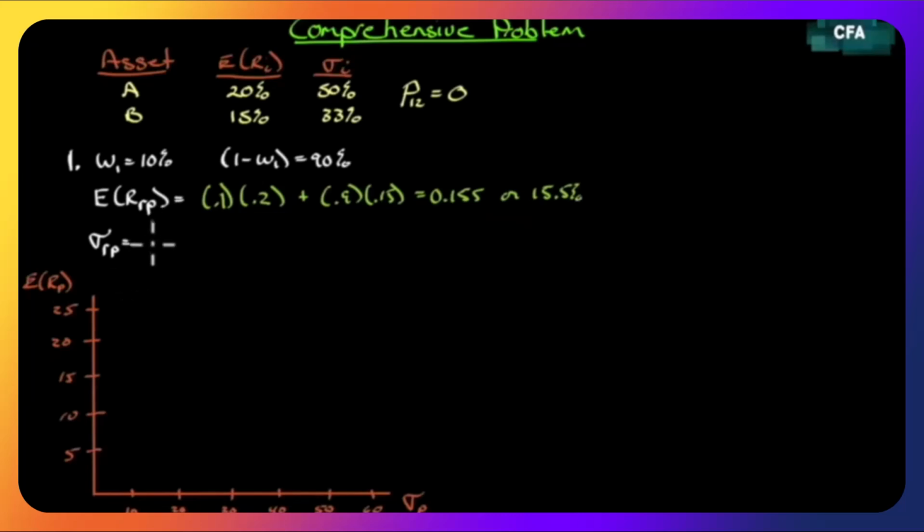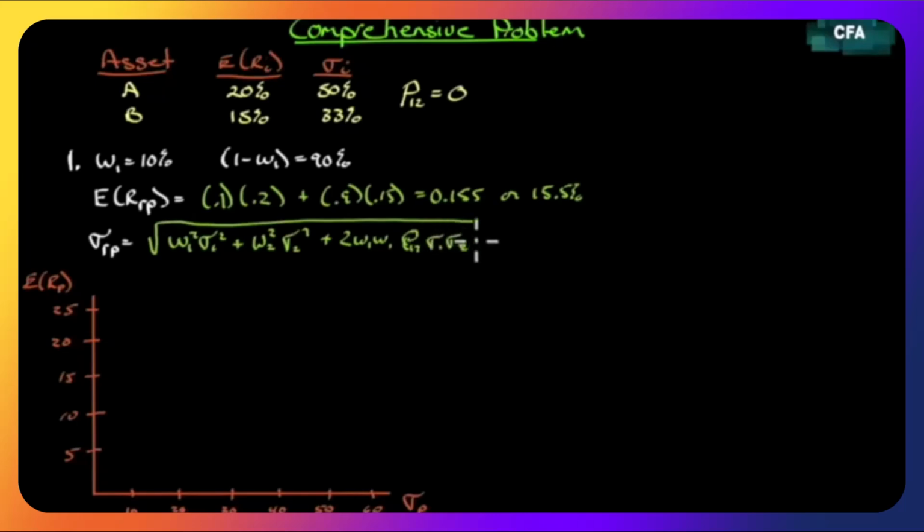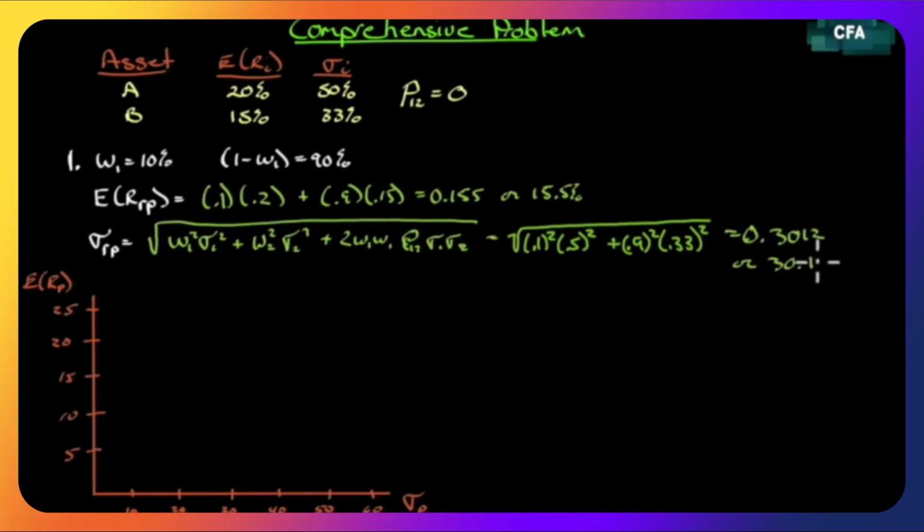It is the square root of, we know it's W1 squared, the variance 1 squared. I encourage you to do this each time, is to write this out every single time. And you know what? After a while, you won't even be thinking about it. It'll just happen on its own. You'll just remember this, and you'll never get lost. The more you repeat it, the better it is. So we can fill in the terms at this point. We will get 0.3012 or 30.12%.